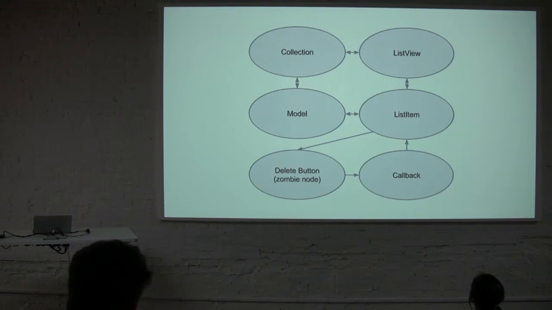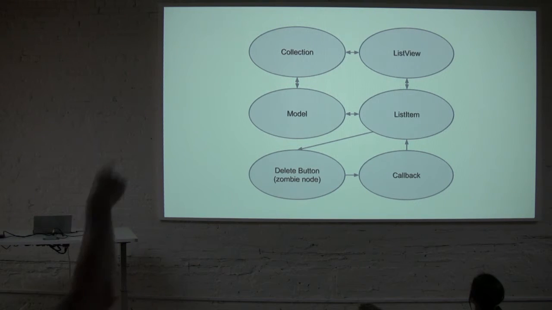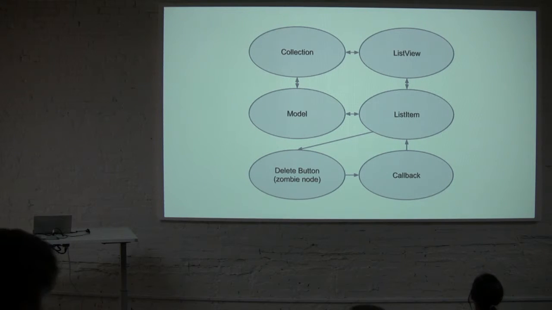But a collection has models inside of it, and so there's a strong reference. The arrows represent strong references. The bidirectional arrows represent strong references in either direction. I should probably talk about what that is. A strong reference is basically just a reference.